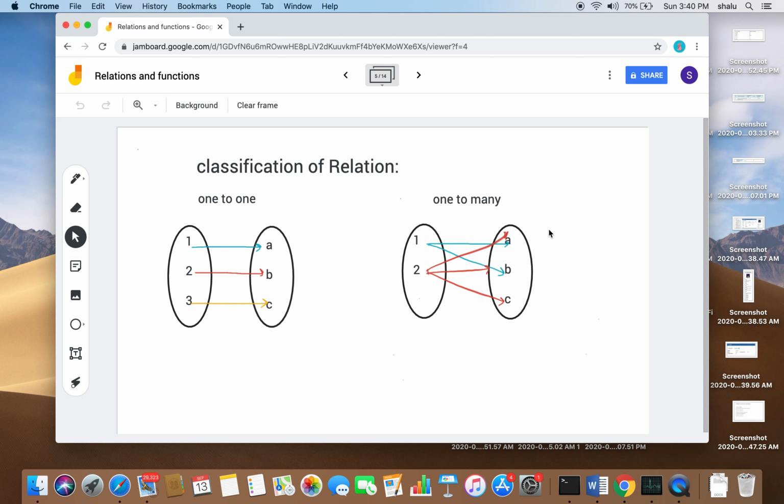Next is one-to-many, as the name says. One element can be paired up with or can be mapped with many elements in set B. Like here you can see 1 is mapped with 2 elements A and B. Again, the second element of set A, 2, is mapped with 3 elements in set B: A, B, C.